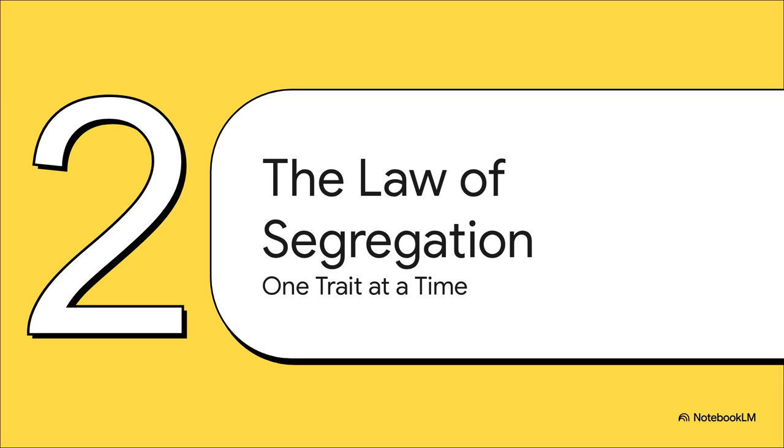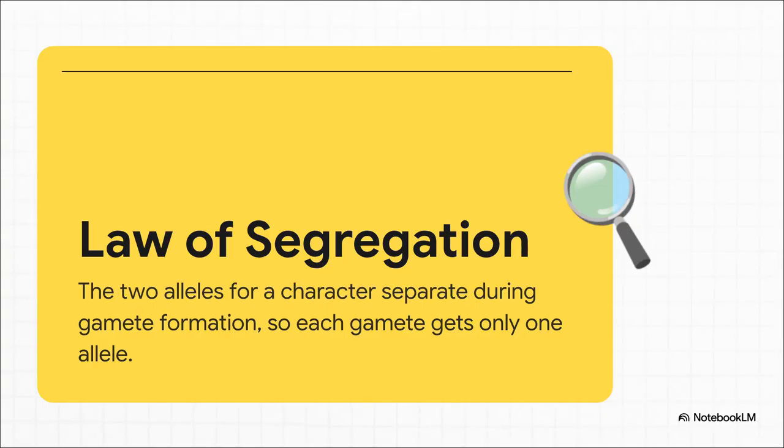To start, he kept it simple. He focused on just one trait at a time, like, say, how tall a plant is. He'd cross a pure tall plant with a pure short plant. The big question was, what are the kids going to look like? Well, he found that all the offspring were tall. The short factor seemed to have just vanished. But, and here's the kicker, when he bred those hybrid plants with each other, shortness came back.